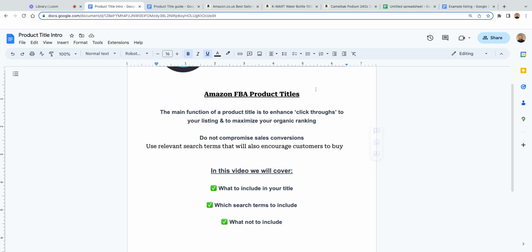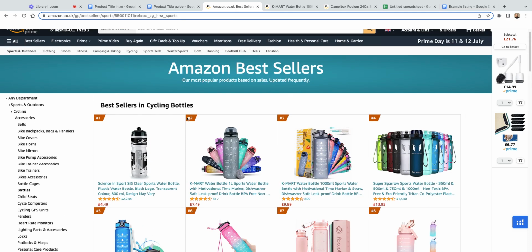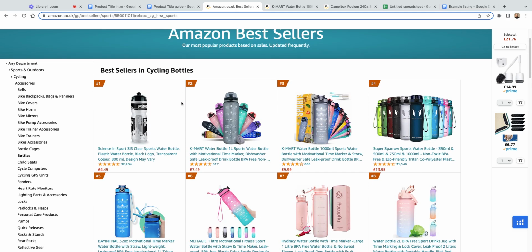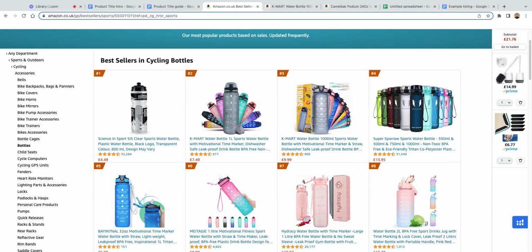The most important part of a product title is to increase people actually clicking on your listing, so to increase click-throughs. If this was the search results, if people were searching for your product, there's no use in having a great product and a fantastic listing if people don't click on it first. So what we want to do with the title is encourage customers to click on your product. Obviously, the main image is also going to assist with that, but we also want to utilize the title to encourage people to click.